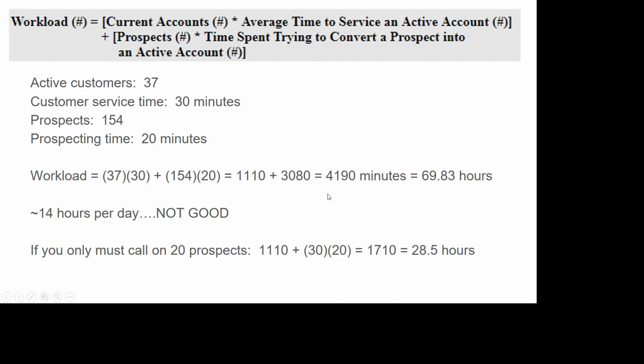However, if you allow the salesperson to space out the prospects they call on over a certain number of weeks, let's assume they only call on 20 prospects per week, then you end up with an average workload of 28 and a half hours, so it's a lot less. So you probably want to get them up somewhere closer to 40 hours. But again, this gives you a good idea of what workloads look like.